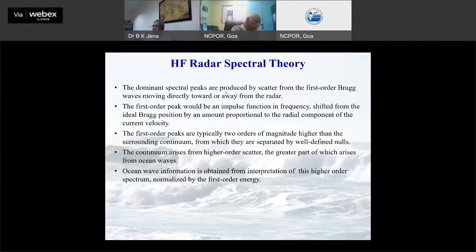As I told already, this is the theory. We are using this spectral wave theory for estimating these waves. The details are there on the CODAR website. And now we are upgrading this system, I will come to that. We can work with the raw data, and we ourselves can also estimate the wave height, wave period, wave direction, etc.